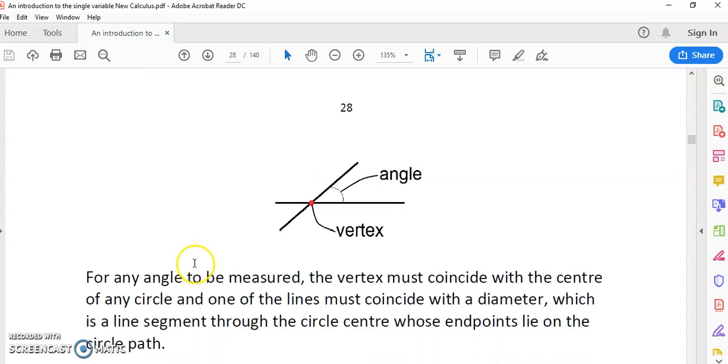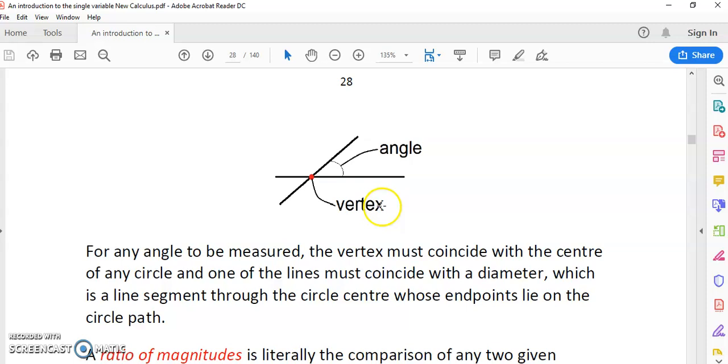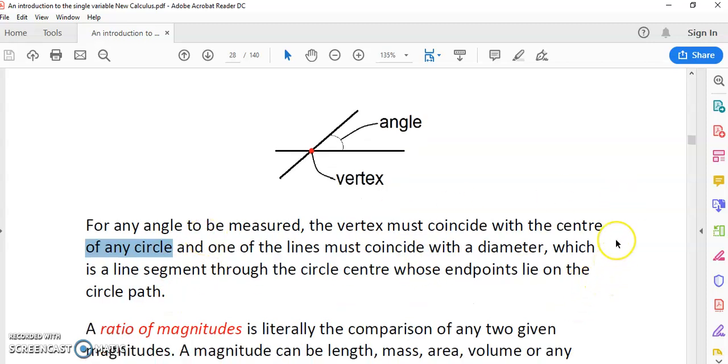Well, this is how we are going to define an angle. We're going to say that the vertex must coincide with the center of any circle, and it's very important that we use a circle because the circle was the previous object that we derived from nothing, from the previous two, right? And one of the lines must coincide with a diameter. It's very easy to see that one straight line from one part of the circle to the other is a diameter, and that they're all equal because of the symmetry of the circle, okay? That's very important. The circle has symmetry.